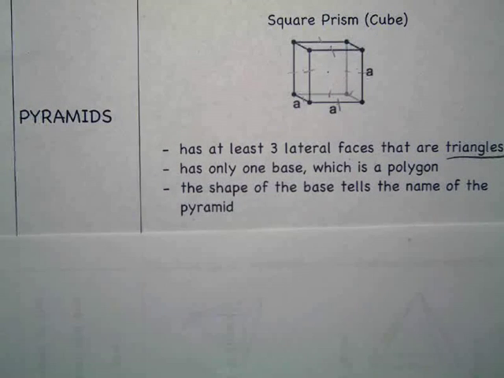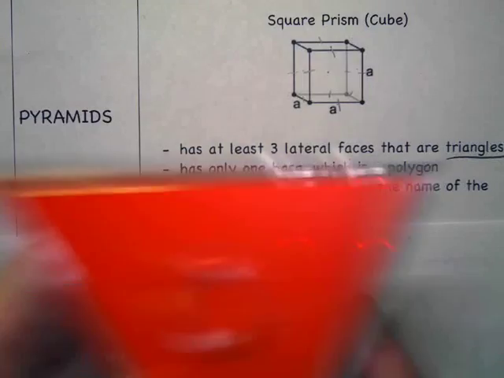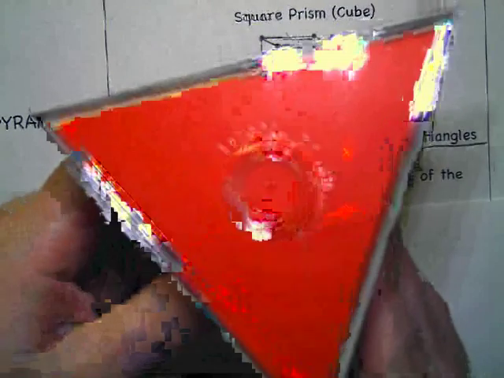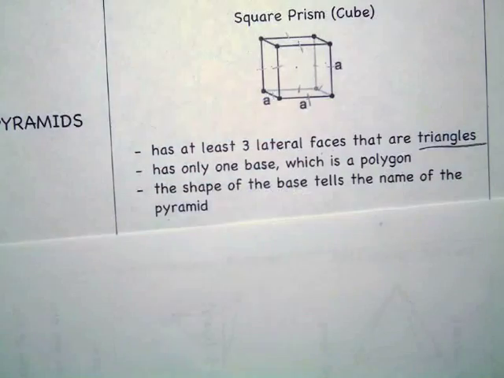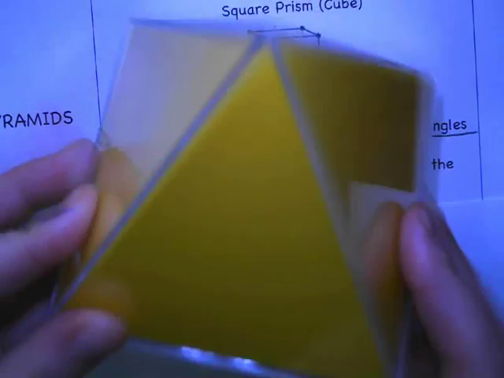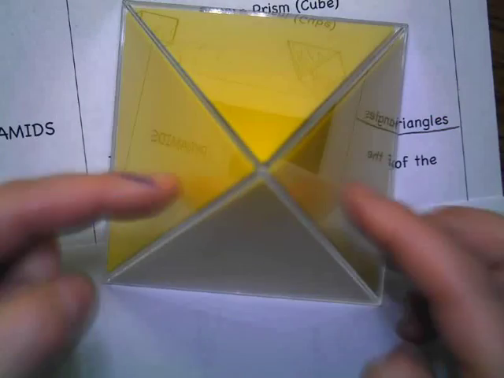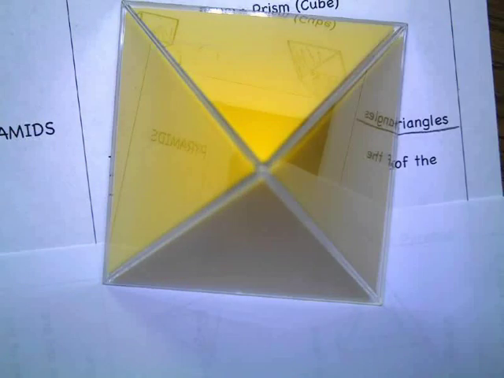They have only one base, and that base is a polygon. So this is a triangular pyramid, which we're most used to seeing. I have a square pyramid with a square base, but the faces are all still triangles. 1, 2, 3, 4 triangles.